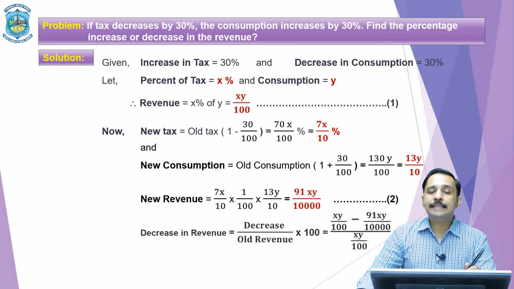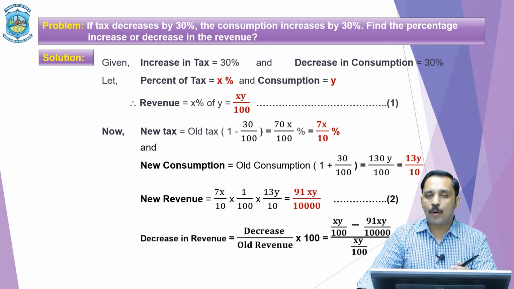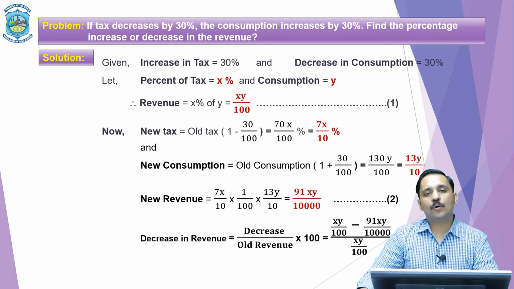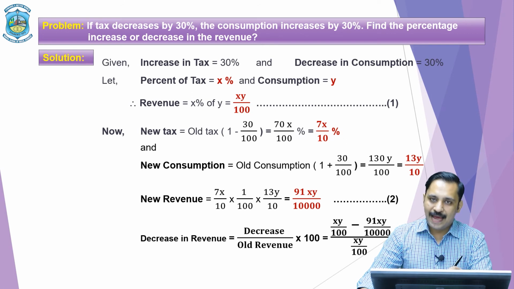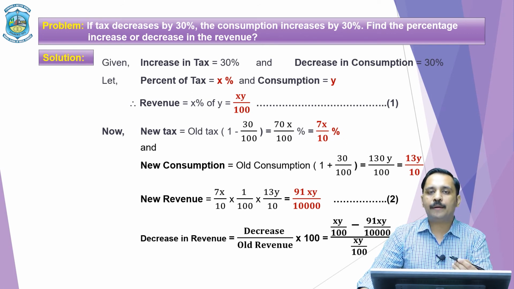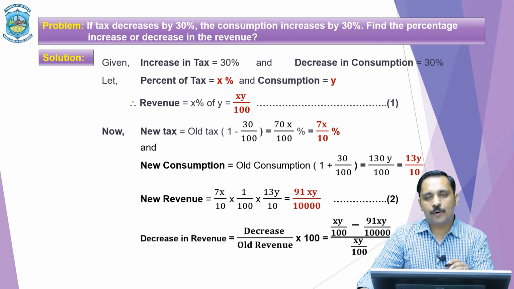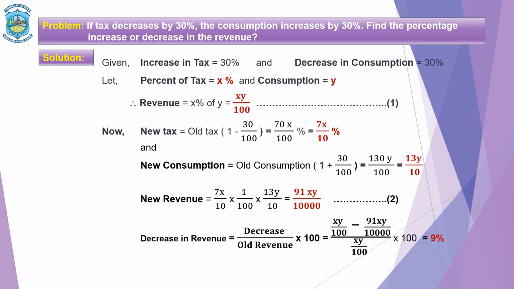Therefore, the decrease in the revenue is equal to the amount of decrease divided by the old revenue multiplied by 100. Here we have the amount of decrease as xy upon 100 minus 91xy by 10,000, whole upon xy by 100, which is the old revenue, multiplied by 100. On solving this, we get the answer as 9%. Hence, there is a decrement in the revenue and that value is equal to 9%.